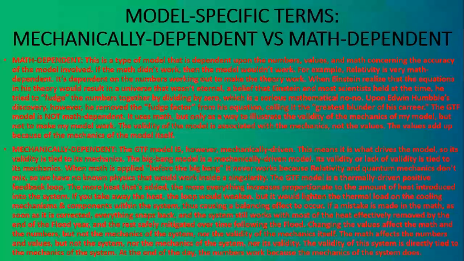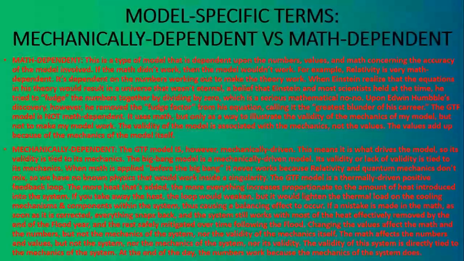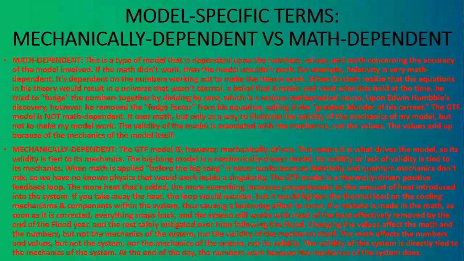Changing the values affects the math and the numbers, but not the mechanics of the system, nor the validity of the mechanics itself. The math affects the numbers and values, but not the system, nor the mechanics of the system, nor its validity. The validity of this system is directly tied to the mechanics of the system.